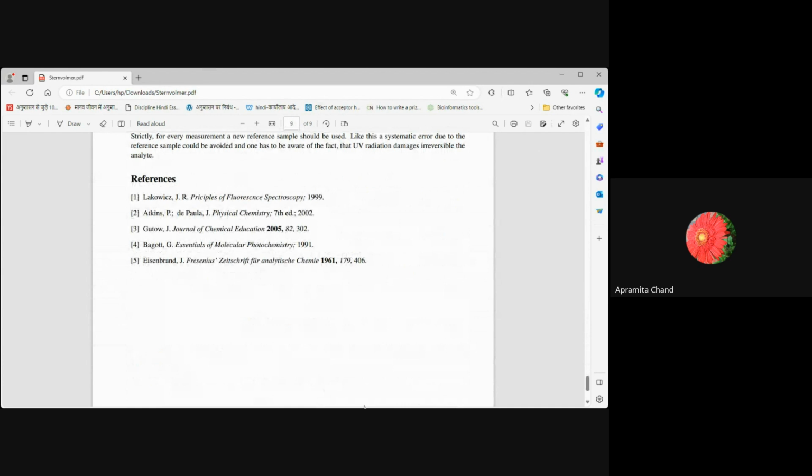So this one we will stop here, and we will move to another material where quenching is explained in detail.